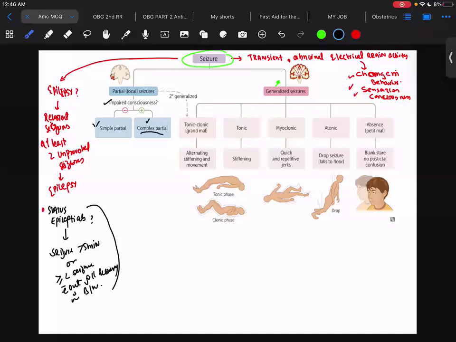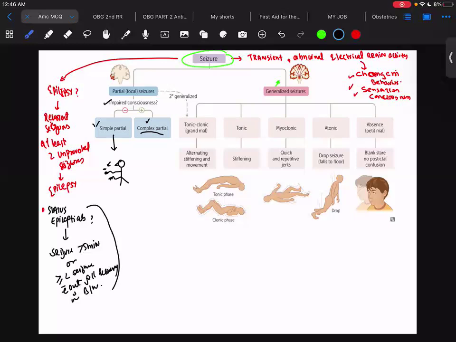But if the same patient's hand is moving, and at the same time he is looking at his hand and saying, oh my god, my hand is moving, then the patient is not having impaired consciousness; rather, the patient is conscious about the movement of the hand. That is what we call simple partial seizure.